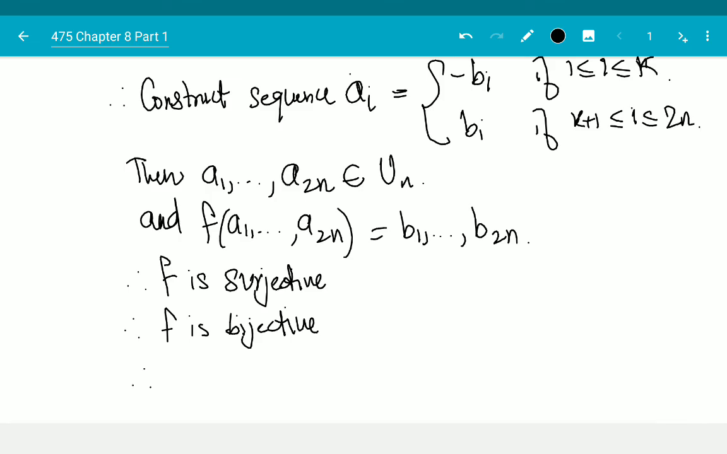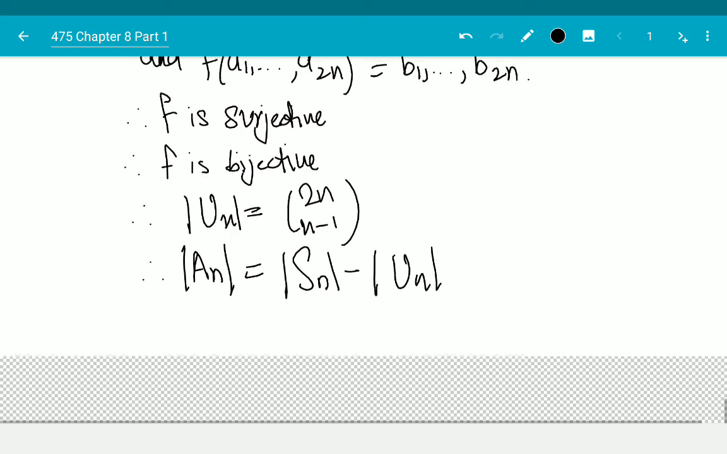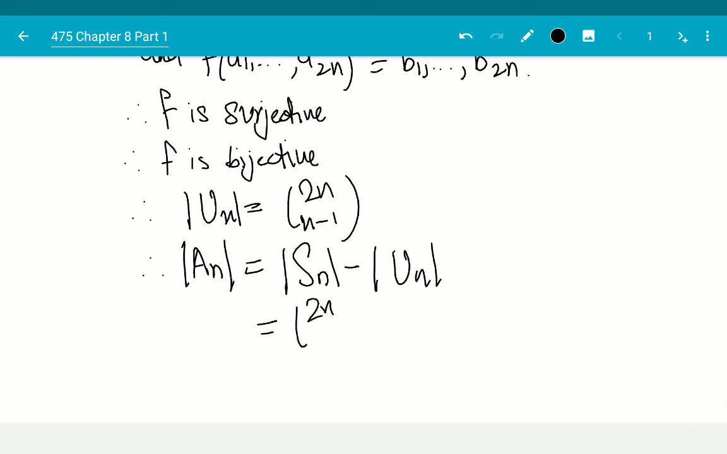Therefore, the cardinality of Un is equal to 2n choose n minus 1. Therefore, the cardinality of An is the cardinality of Sn minus the cardinality of Un, which is equal to 2n choose n minus 2n choose n minus 1, which is equal to my Catalan number as we wanted. Okay, I'm going to stop this video here. We'll look at some more in the next video.